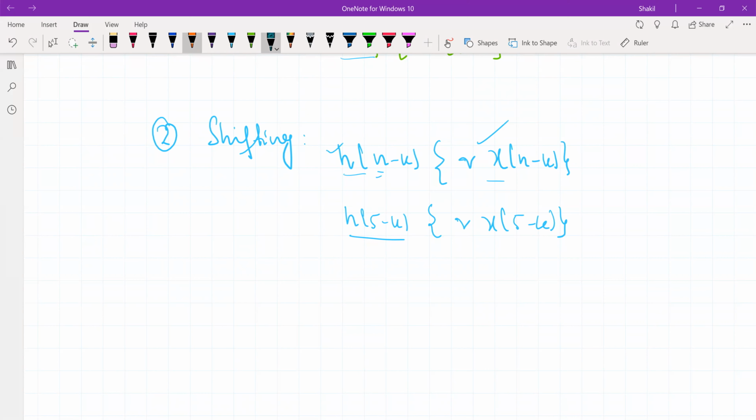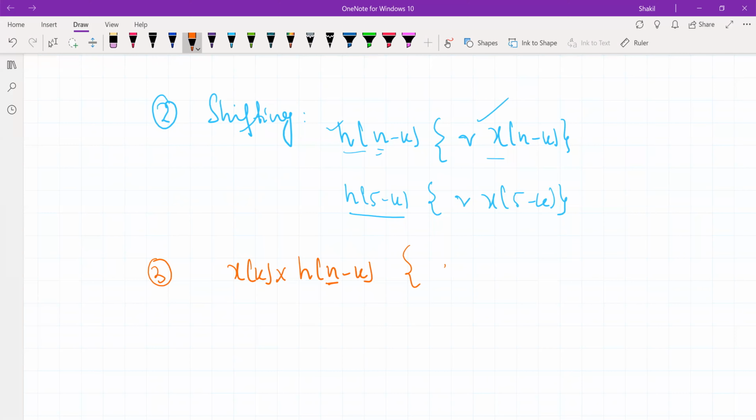The third operation that we perform to obtain the convolution: once we have shifted the sequence, we perform the multiplication operation between x of k and h of n minus k, depending upon how much shift you are taking. You can take any value of n. Or, if you fold x instead of h, you perform the multiplication between x of n minus k and h of k. Remember, one is a shifted version and the other is simply the other sequence. So the third operation is the multiplication operation.